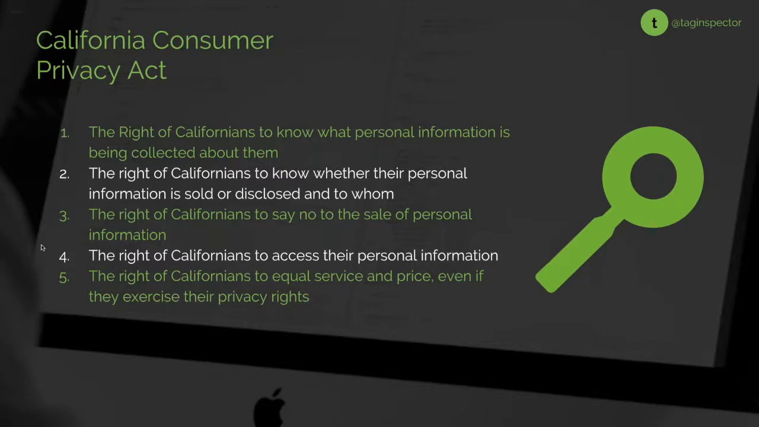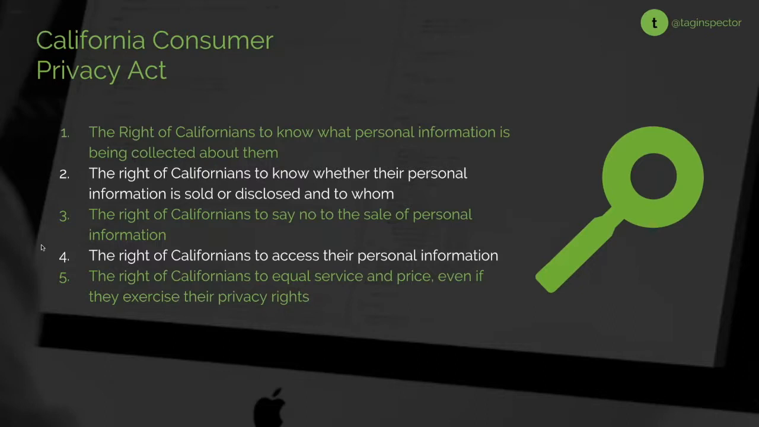The first one is the right of Californians to know what personal information is being collected about them, have that be transparent. Second one is the right of Californians to know whether their personal information is sold or disclosed, and then if so, to whom, as well as the specifics of what is sold or disclosed. Third, the right of Californians to say no to the sale of personal information. So again, that's going to be opt-out requirements, as well as some conditions for opt-in requirements that we'll touch on.